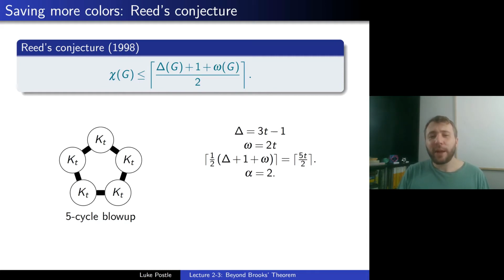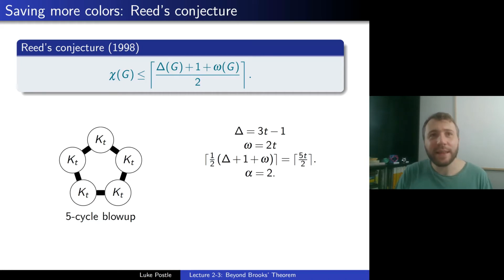And what about the right-hand side of Reed's conjecture? Well, if you take these together, delta plus 1 is 3t, omega is 2t, so you get 5t over 2 rounded up. And now, what about the chromatic number? Well, here's a way to show that the chromatic number has to be at least that number, 5t over 2. It's because the independence number is 2. There's no independent set of size 3. You can take at most 2 vertices for the largest independent set. And why is that important?